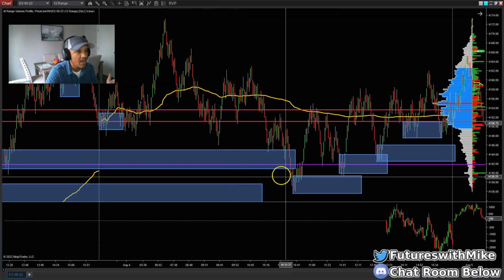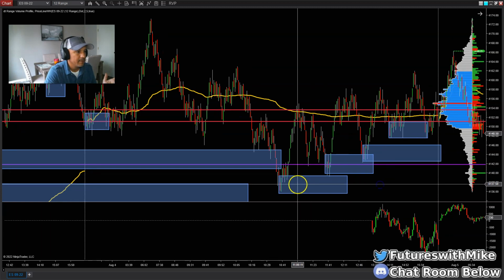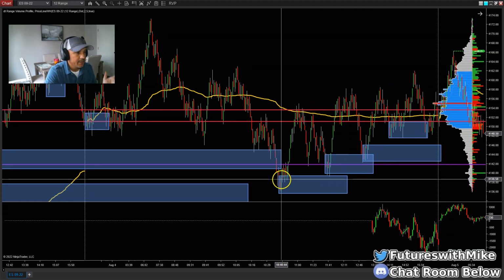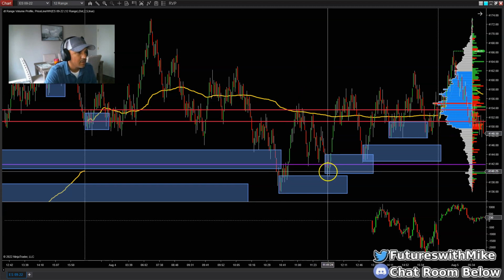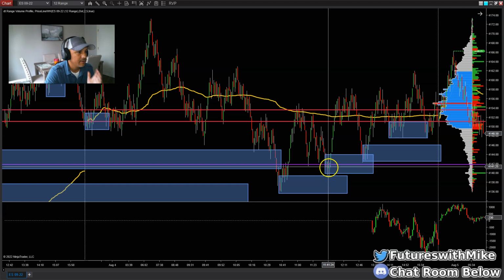Once again, where is it? Right here, okay? This is the zone, 10.40. An hour later, it comes back to that zone. We're looking for some area of rejection, right?